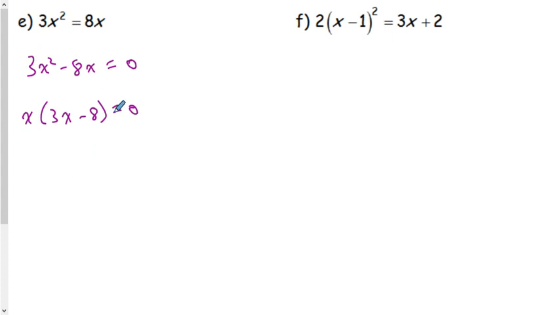Okay, so how do we get it to equal 0? Well, this could be 0. If that was 0, the whole thing would equal 0 when we multiplied them. Or if this one, 3x minus 8, equaled 0, the whole thing would equal 0. So that means 3x equals 8, and let's divide both sides by 3. X equals 8 over 3. So either of those, when we sub it in, will make our equation true.